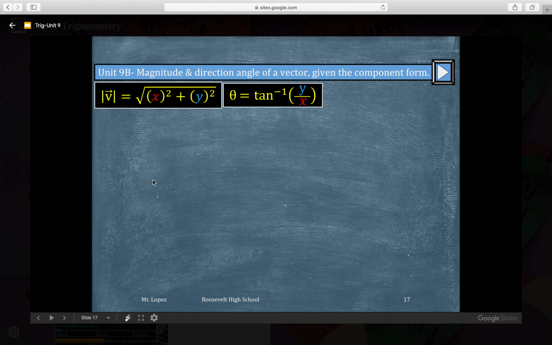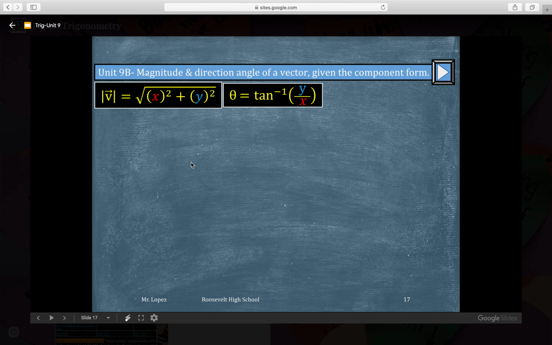Unit 9B, magnitude and direction angle of a vector given the component form. If you're given the component form of a vector and they want you to find the magnitude and the direction angle of that vector, you would only need these two formulas. This vector formula to find the magnitude here, and this theta to find the angle of the vector.